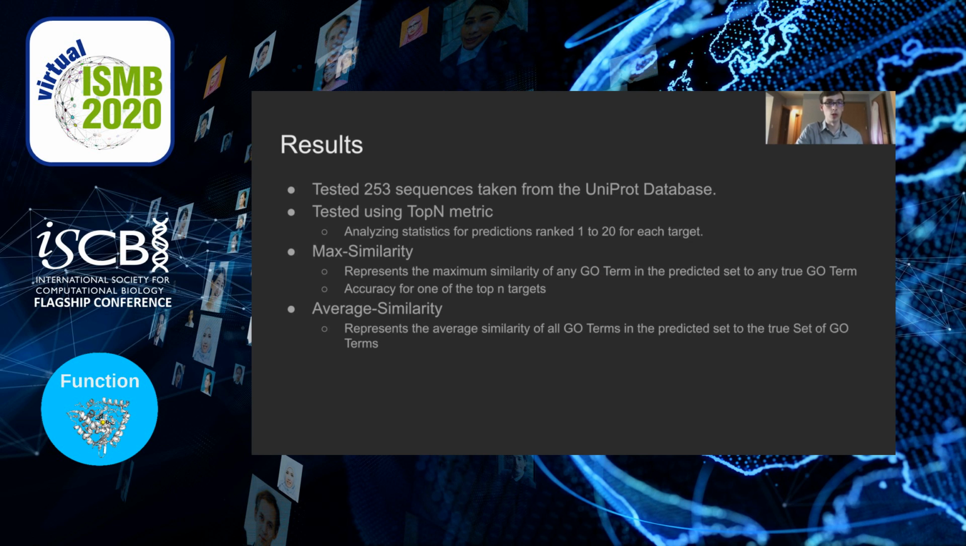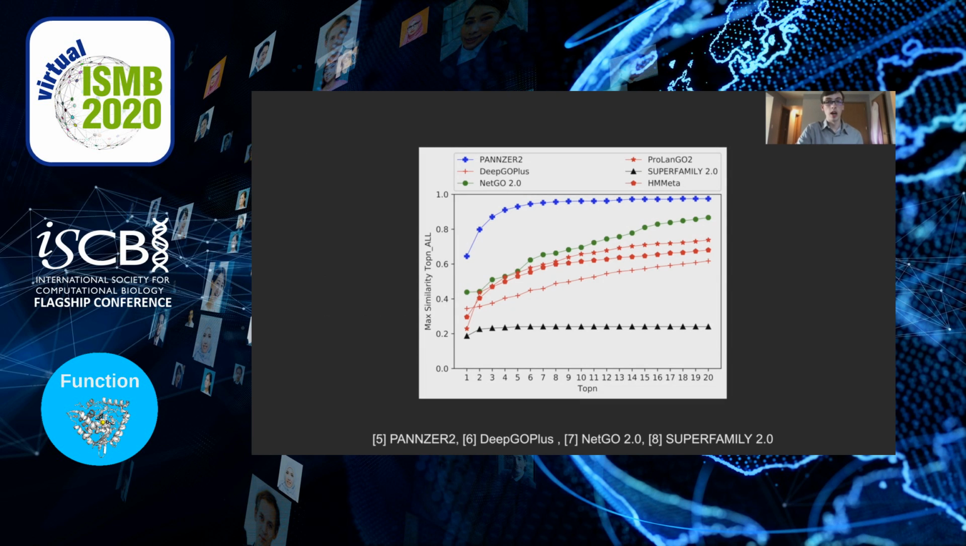Now for a bit of results. We tested 253 unique sequences taken from the UniProt database, and we tested these using the top N metrics, which provides statistics for predictions ranking in ranges 1 through 20 for each target. We analyzed the maximum similarity and the average similarity of the GO terms in the predicted set to the GO terms in the true set. So here we see the methods in blue are similarity based, the methods in green are network based, the methods in red are sequence-based and the methods in black are information-based methods.